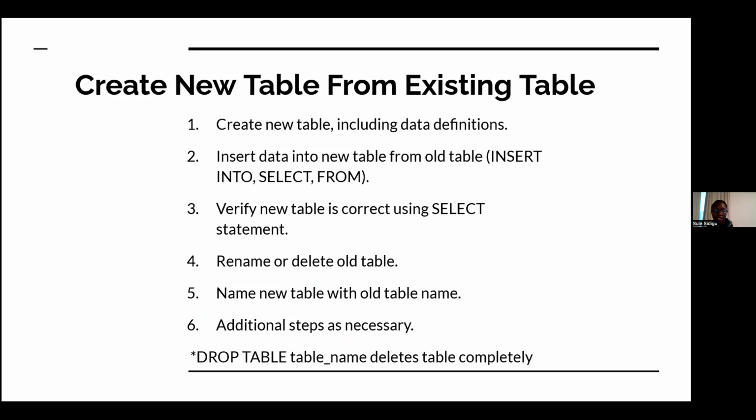So tying into that, the general process for creating a new table from a table that already exists is you would create the table and include the data types, how many characters, etc. And then from that, you can insert the data into a new table from the old table. This goes over things we had covered a couple of sessions ago, but you can use insert into and you're going to select from your old table and put it in. And then, of course, use select to make sure your table looks correct.